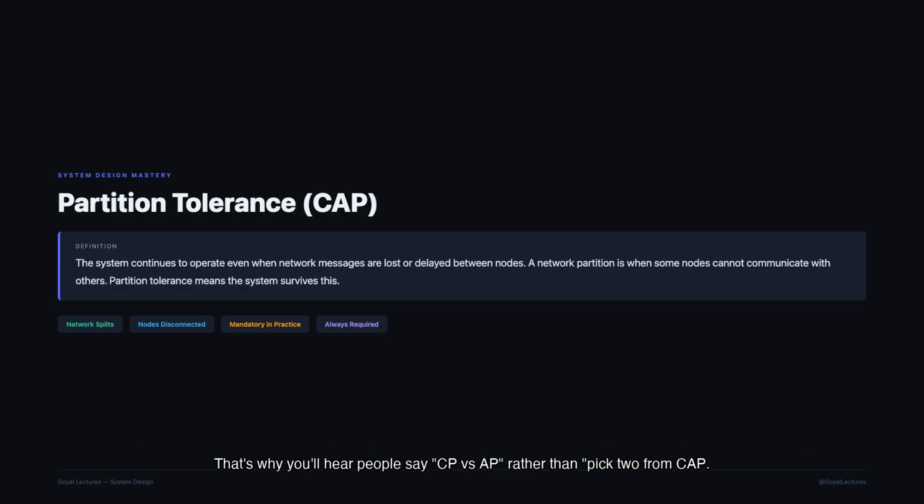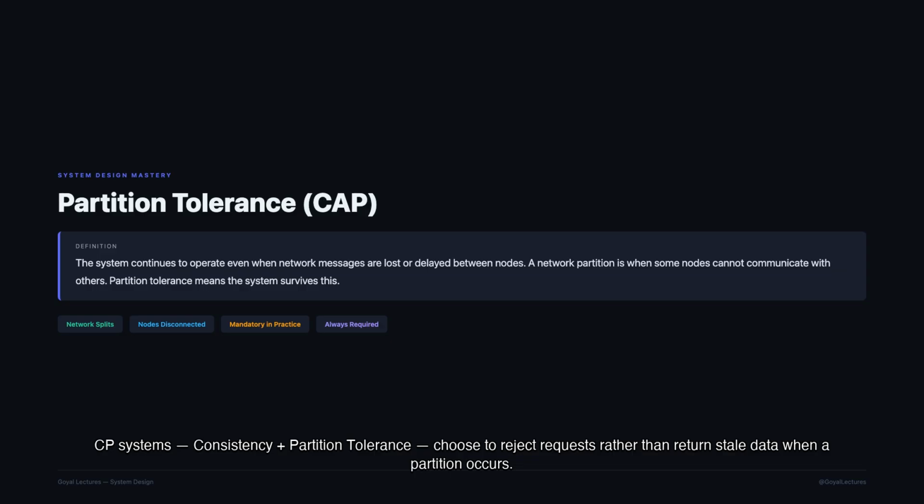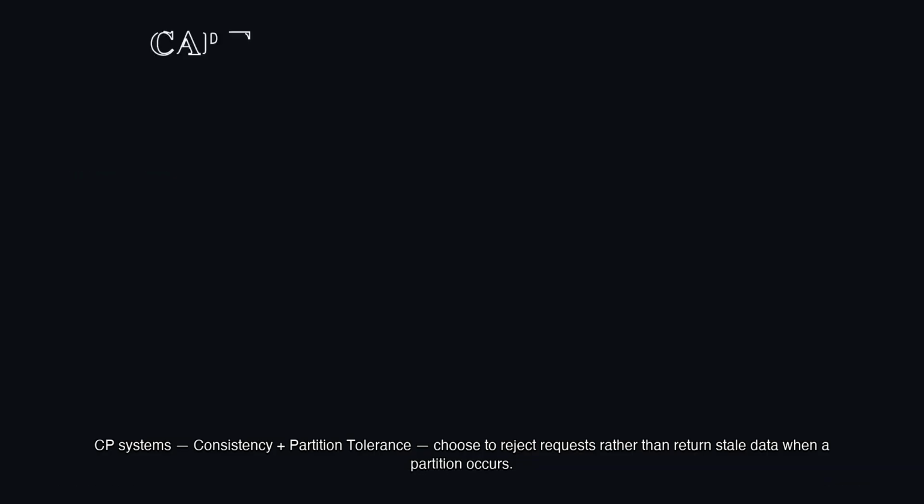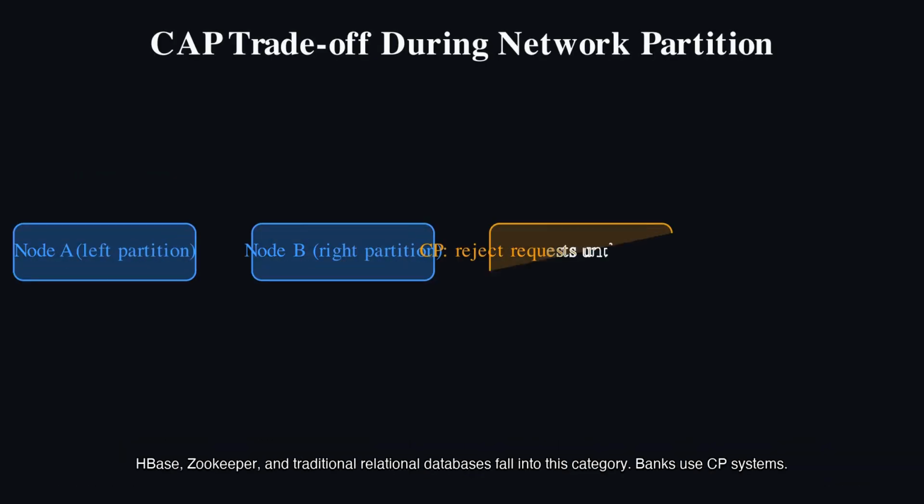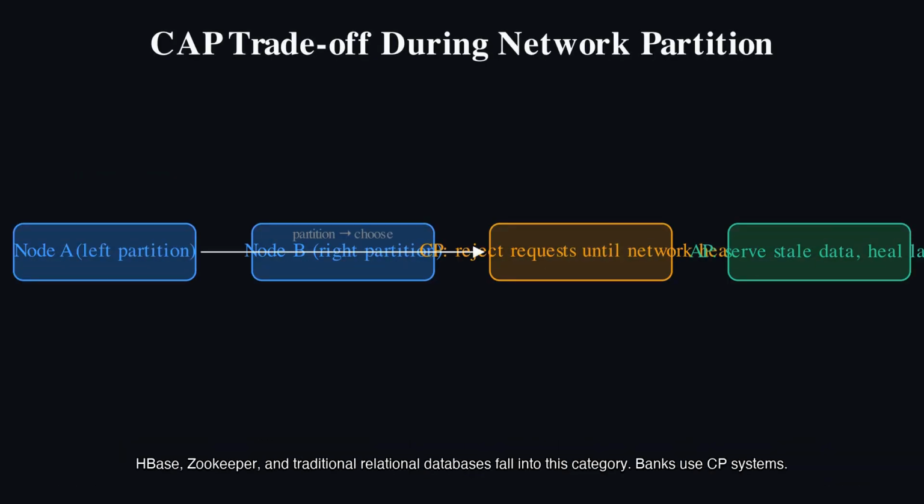CP systems, consistency plus partition tolerance, choose to reject requests rather than return stale data when a partition occurs. HBase, ZooKeeper, and traditional relational databases fall into this category. Banks use CP systems. You'd rather get an error on a wire transfer than have it succeed with wrong data.